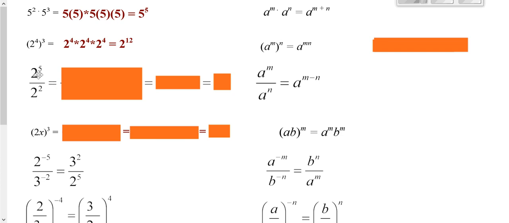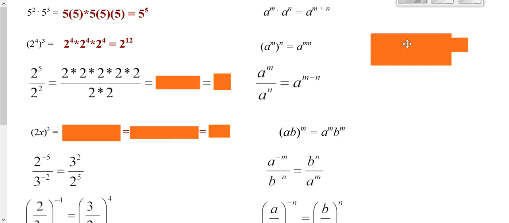So here we have 2 to the 5th on top, which means 2 multiplied by itself 5 times. We have 2 squared on the bottom, which is 2 being multiplied by itself twice. And now we have 2 times the top, 2 times the bottom, so this is really a special form of 1. This is a special form of 1. And so all it does is just leave us with this right here, or a 2 cubed. In other words, you're looking at this and you're technically subtracting your exponents.